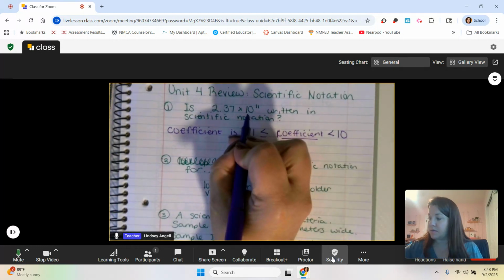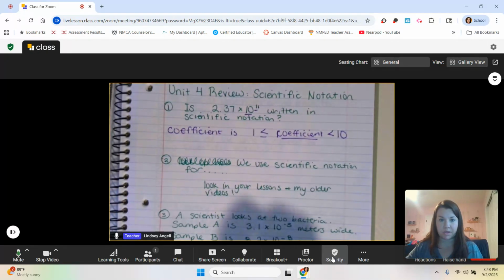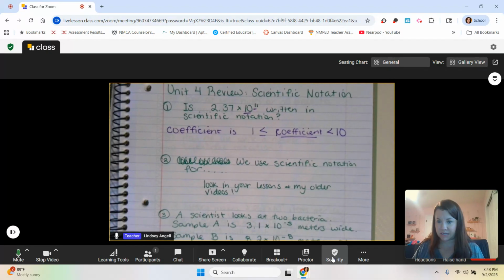Okay, and then it's also got the power of 10 to an exponent. So that's the other part of the scientific notation that we need to consider. Okay, so number 2, it says we use scientific notation for... And I don't want to give you the answer because otherwise I'm just giving it away. So look in your lessons and older videos to see why do we use scientific notation? What kind of numbers do we write with scientific notation? That's one I'm not just going to give to you.